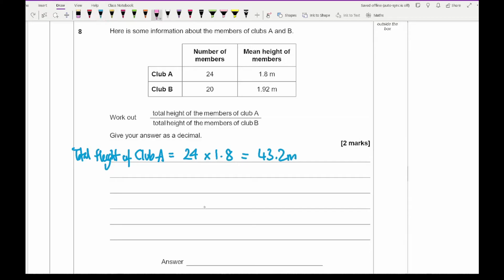If I then do the same for the total height of club B, that's going to be 20 multiplied by 1.92, and that comes up to a total of 38.4 meters. So then performing the calculation, I've got 43.2 divided by 38.4, and that comes up as an answer of 1.125.